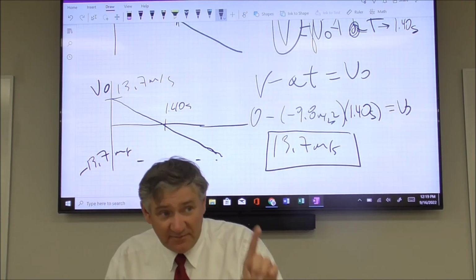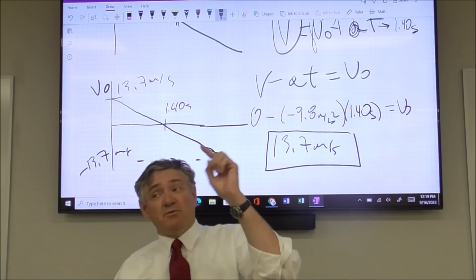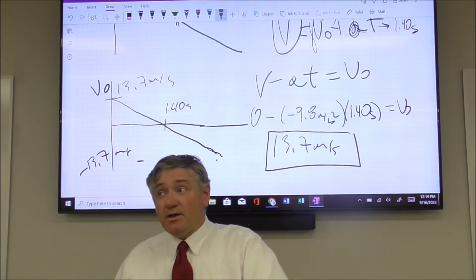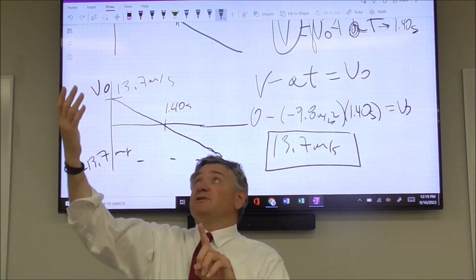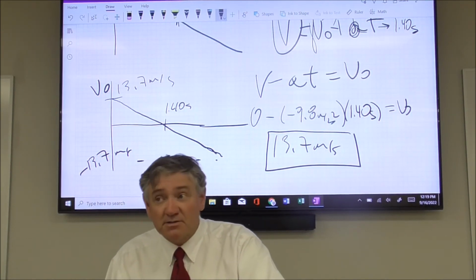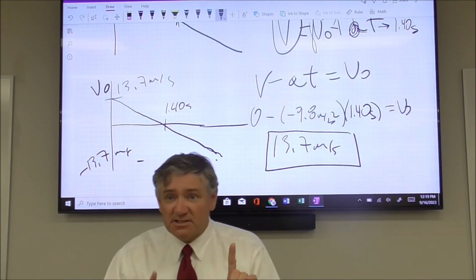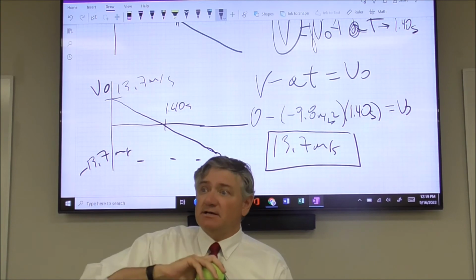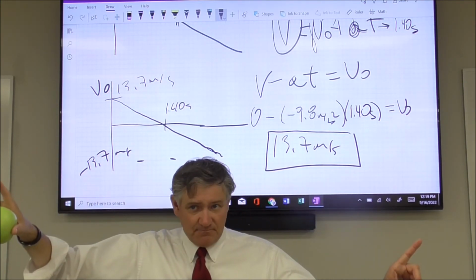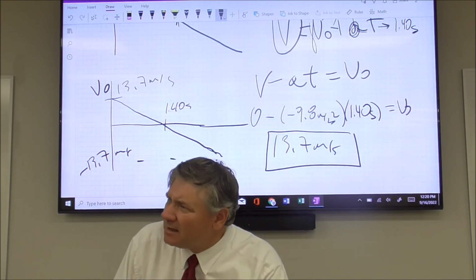and land with the same velocity. So it will launch at 13.7, but it will land at negative 13.7. It will take off with the speed of 13.7, and it will land with the speed of 13.7. So you have to be very careful about what you're talking about. Speeds, launch, land, same. Velocities, same number, opposite signs. Okay? Cool with that.